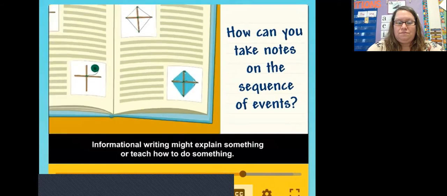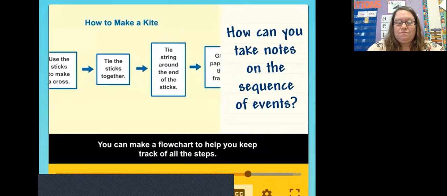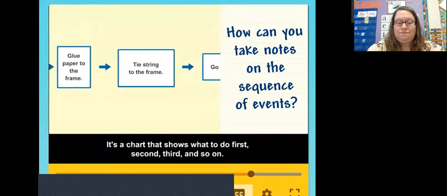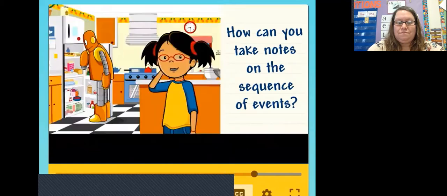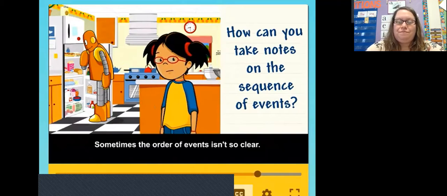Informational writing might explain something or teach how to do something. You can make a flow chart to help you keep track of all the steps. It's a chart that shows what to do first, second, third, and so on.